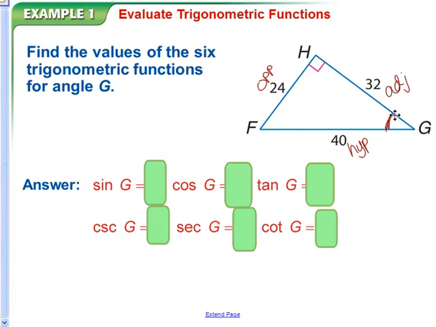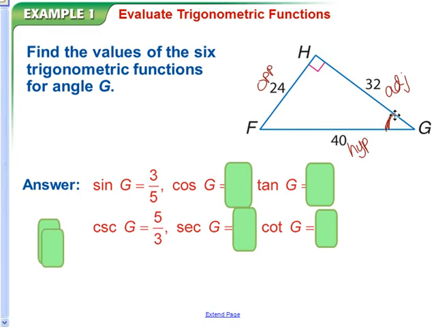So sine is opposite over hypotenuse. So that would be 24 over 40. But if we were to reduce that, divide both of them by 8, you're going to get 3/5. Cosecant then is the reciprocal of that. So that would be 5/3.